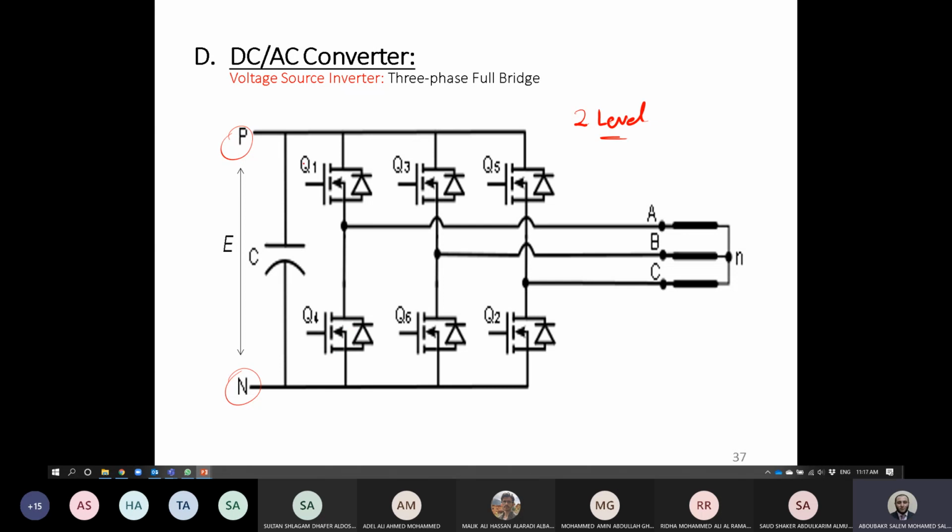For that, all of the time, G1 has to be G4 complement. And this is also for Q3 and Q6, and Q5 and Q2. This is to avoid short-circuiting the capacitor.